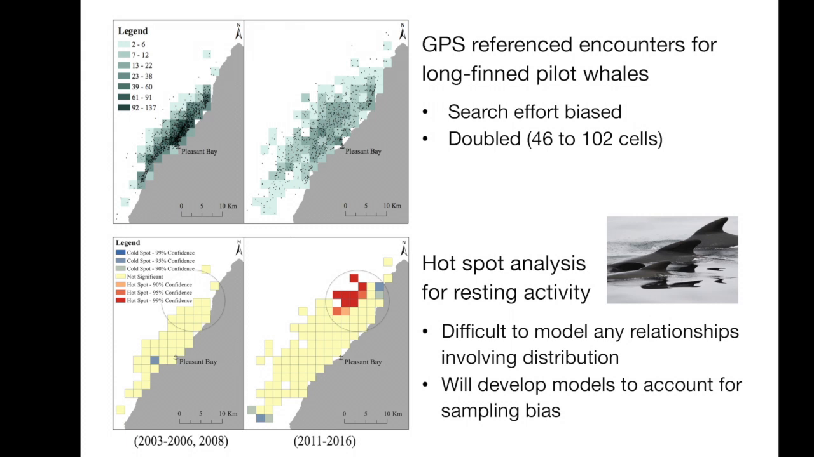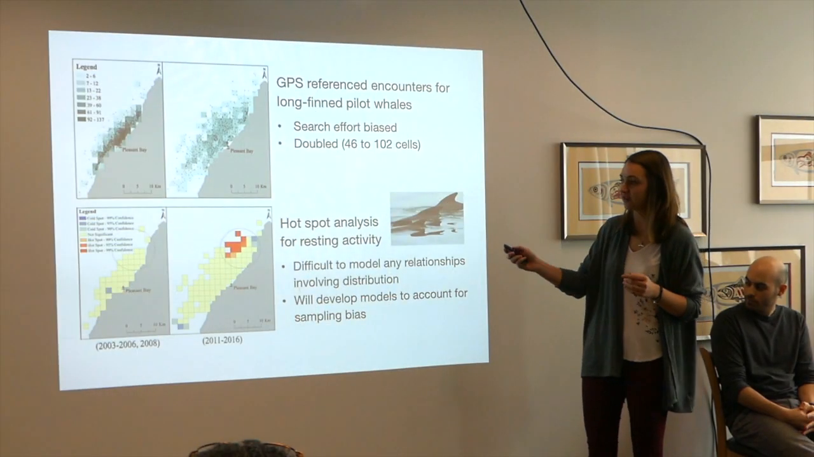So we see that we have a hotspot detected for resting activity in the chunk of later years, but we don't have any information that far offshore in the earlier years. And additionally, the effort that we're getting is a lot more sparse further away from harbor. So there's certain biases in the data that make it really challenging to adequately describe patterns that you're seeing because of the effect of where the data is distributed. So we're going to develop models to account for the sampling bias.